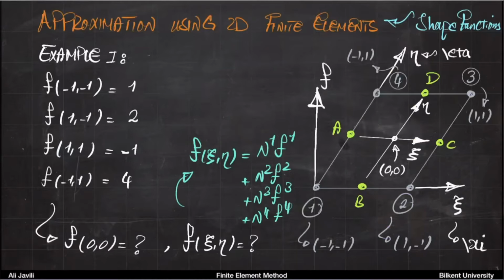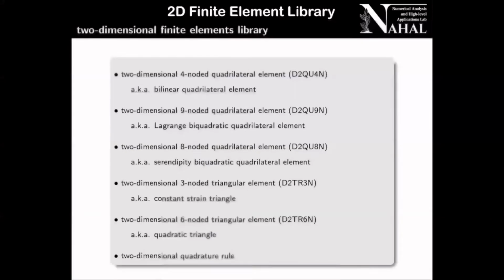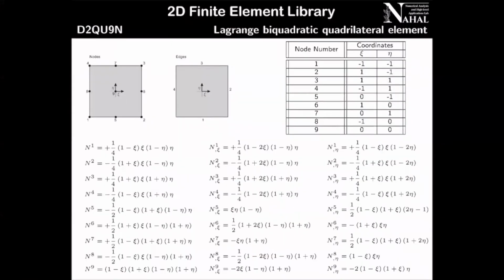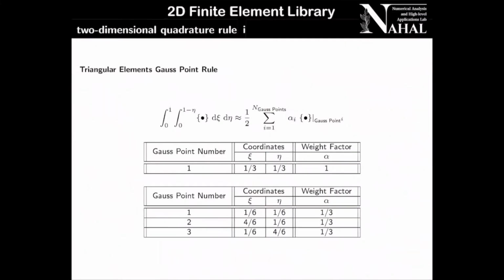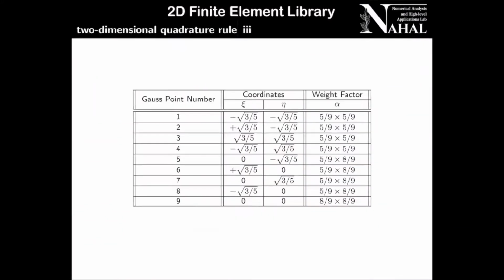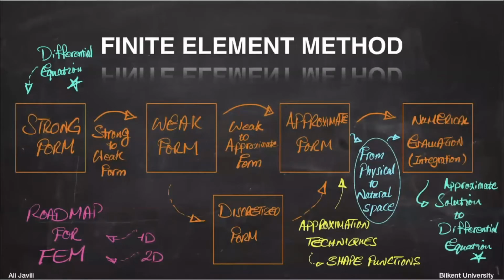And then we learned that if you want to do approximations, we can use shape functions for a two-dimensional analysis, and based on that, we introduce different elements and their shape functions too. Also, we introduce our Gauss quadrature for a two-dimensional problem, whether it is a triangular element or whether it's a quadrilateral element.